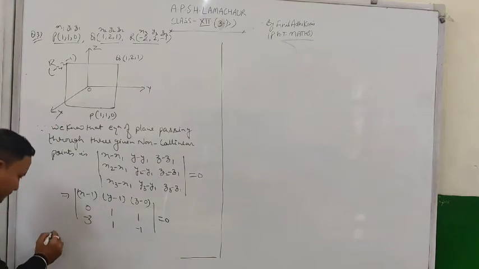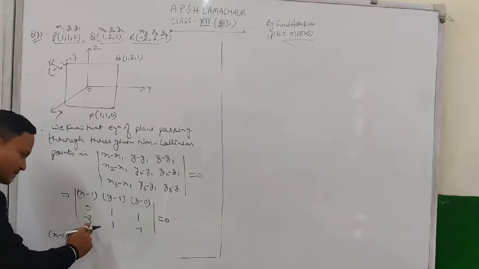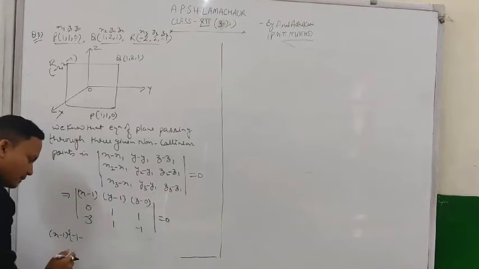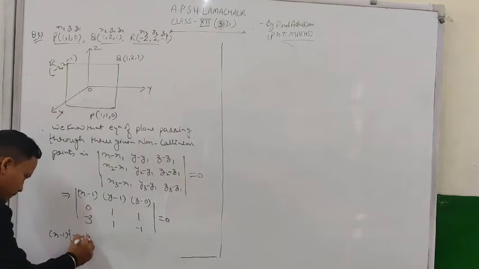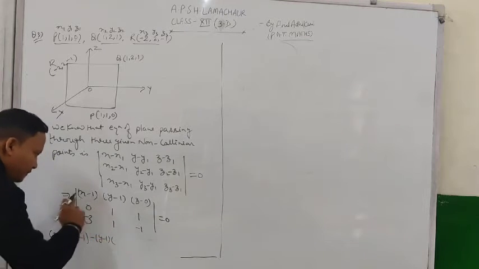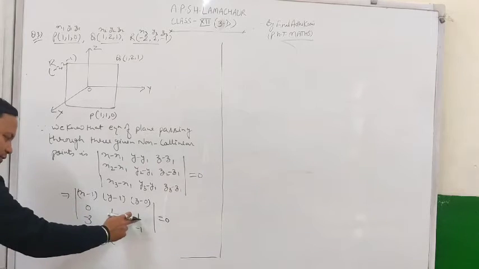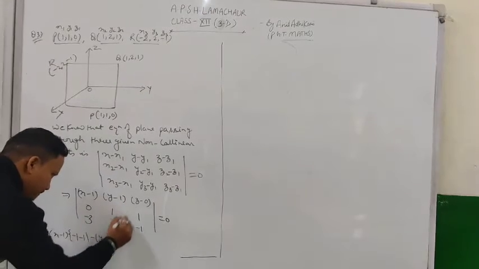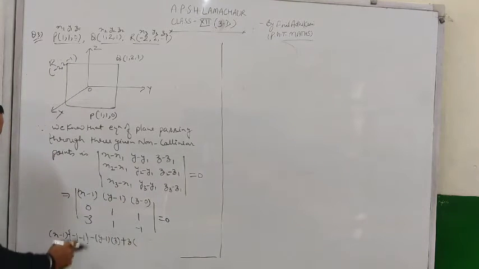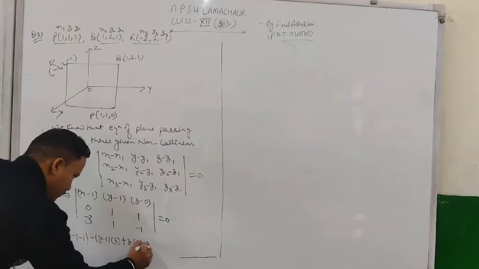So we can open the determinant. x minus 1, first row, first column has been eliminated, 1 into minus 1, that is minus 1, minus 1 into minus 1, 1 into 1, that is 1. Now minus of y minus 1, first row, second column has been eliminated, 0 into minus 1, 0, minus into minus 3, that is plus 3, plus z minus 0, that is z, first row, third column has been eliminated, 0 into 1, 0, minus again plus 3, put it equal to 0.